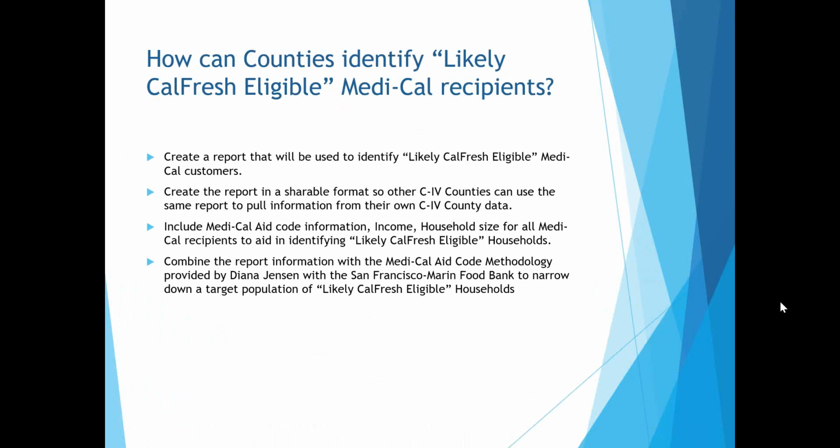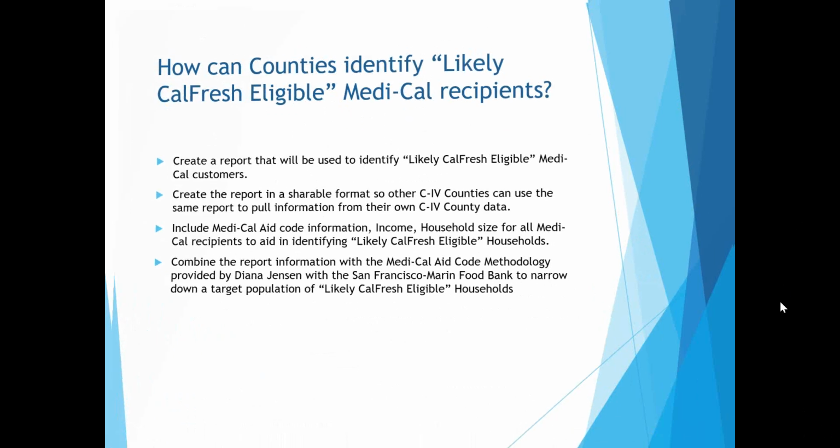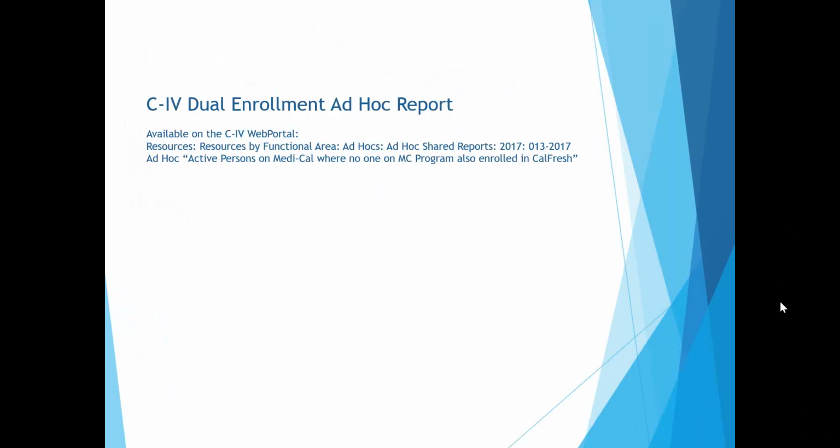The last step here is going to be combining this report information with this lovely MediCal aid code methodology spreadsheet that actually Diana, who was an earlier presenter, created. It's related to how she was talking about the tiers of likely eligible aid codes. She provided a really nice breakdown of that, so we used that information with this report that we built to identify these folks. So we'll look at the report itself now.